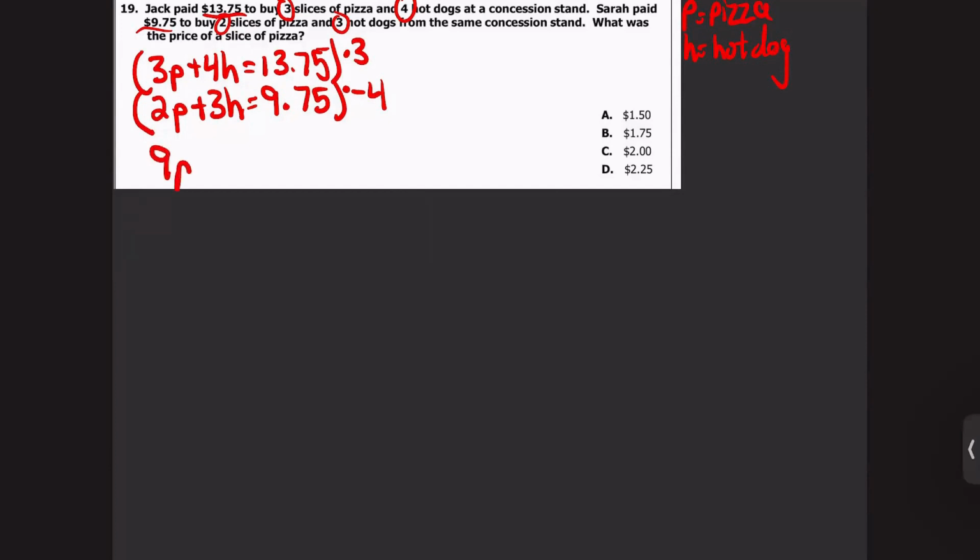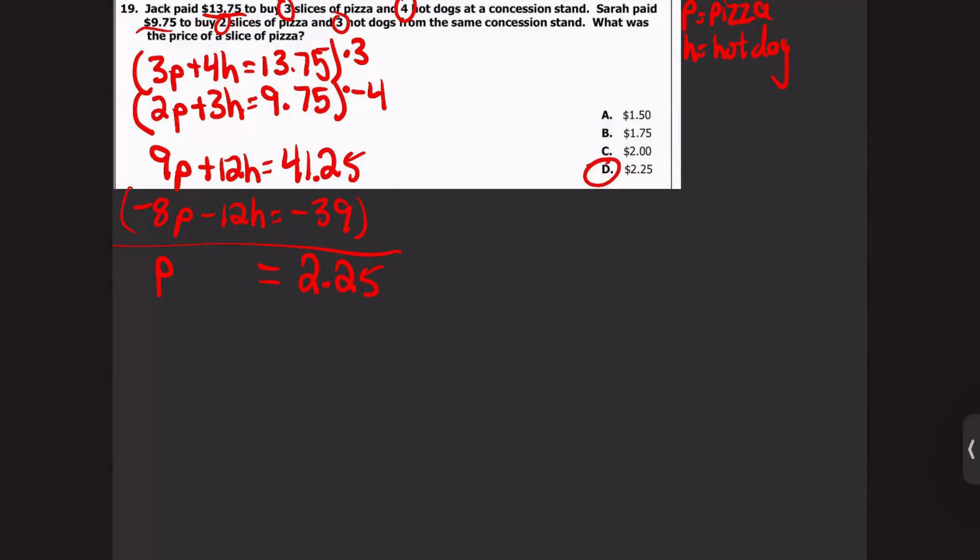So we have 9p plus 12h equals 41.25. And then we have -8p minus 12h equals -39. And already we can just subtract these out and we get p equals $2.25. And that is how you would approach that problem with a system of equations.